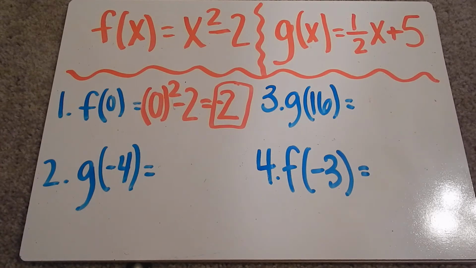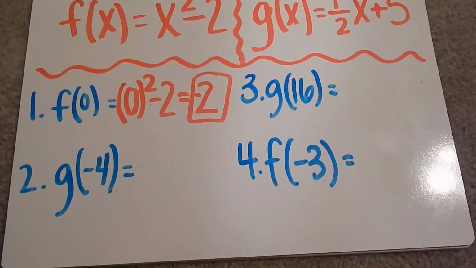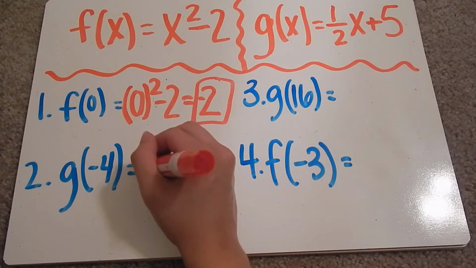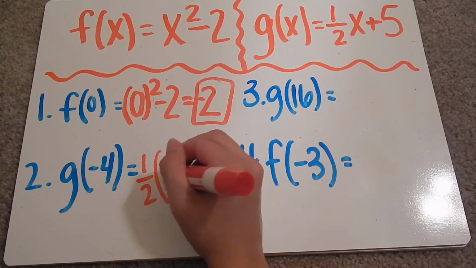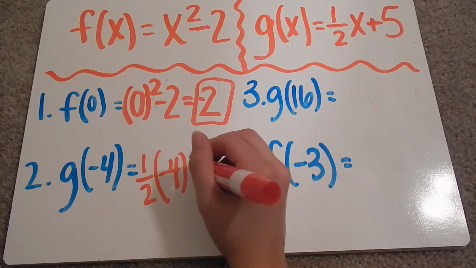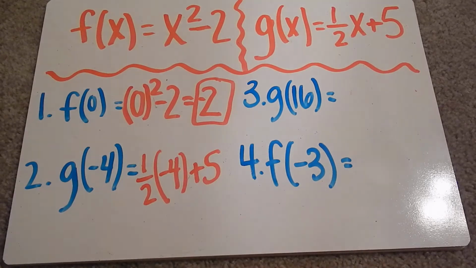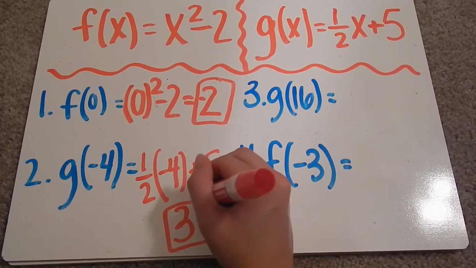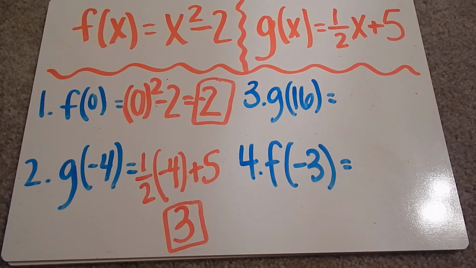Okay, moving on to number 2. It's g of -4. So the g tells me to use the g function up here, and we're going to plug in -4 to the x, since -4 is in parentheses. So we're going to have 1/2 times -4 plus 5. Plug that into your calculator, and you will get 3 as your answer for that one.